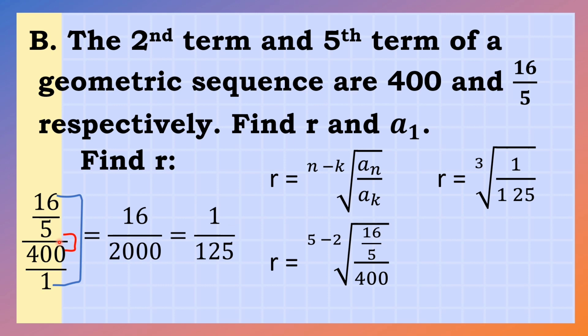What number did you multiply thrice in order to get 1? And what number also you multiply thrice in order to get 125? The cube root of 1 is 1, and the cube root of 125 is 5. Since 5 times 5 is 25, times 5 again, that is 125. So your r is equal to 1 over 5.